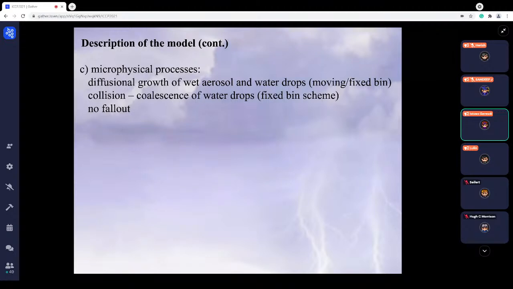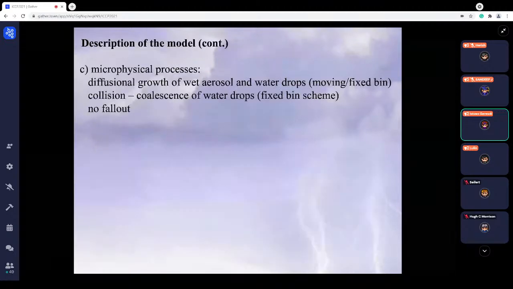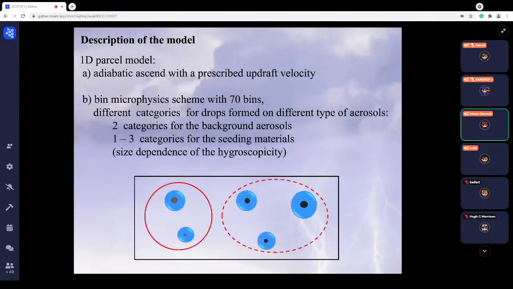So here you can see the description of the model. As I mentioned, we use the 1D parcel model. We use the prescribed updraft velocity. And here you can see the bin microphysics scheme. We use 70 bins to describe the microphysics. And we use different categories.